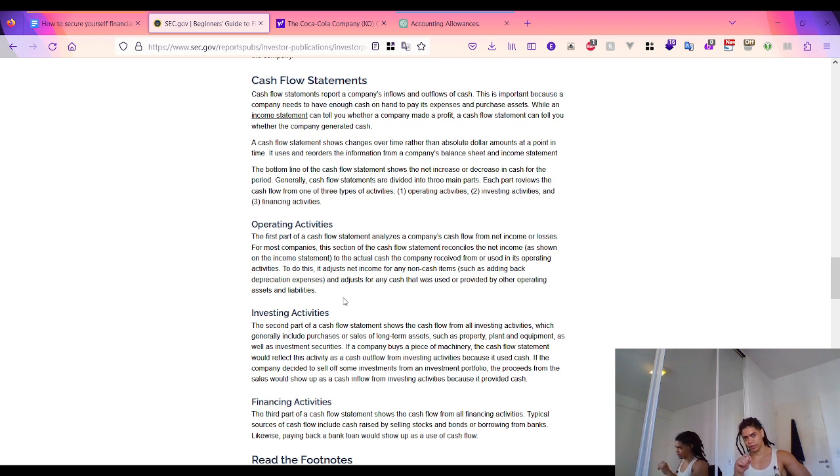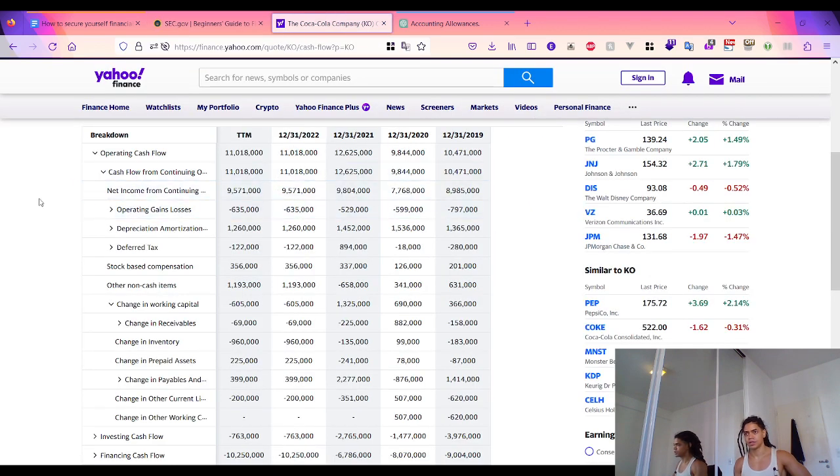Again, remember the whole point of operating cash flow is to analyze the net income from the income statement and reconcile it with the actual cash that a company receives or uses in its operating activities. These two verbs are critical here. Okay, makes a lot of sense.